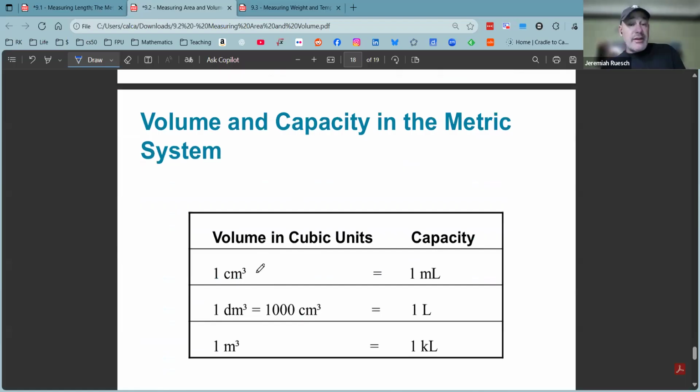So that's what I just said. 1 cubic centimeter is 1 milliliter, right? 1 cubic decimeter is 1,000 cubic centimeters is 1 liter, and 1 cubic meter is 1 kiloliter.